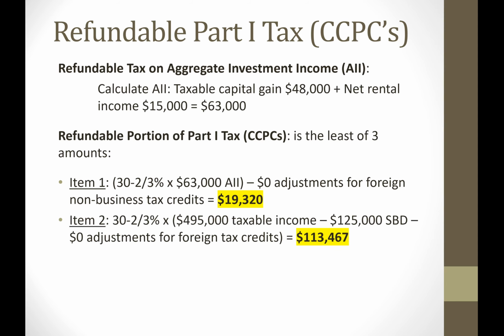The second amount is 30 2/3% times the taxable income minus the small business deduction minus any adjustments for foreign tax credits. Now, we're told in the question that the taxable income is $495,000.